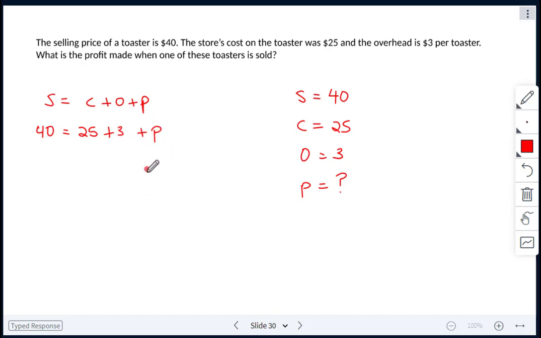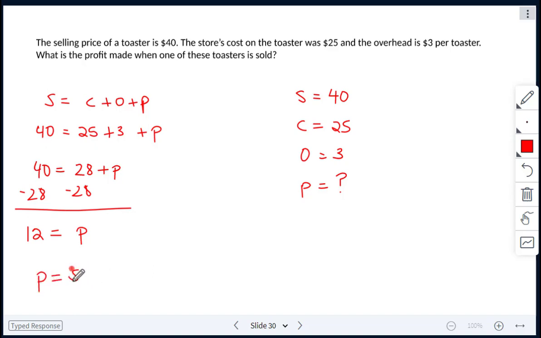All right, so we're just solving for P, but what we can do is we can add these two together, 25 plus 3, which gives me 28. All right, and now we're just subtracting that on both sides to calculate for P. And we get $12. All right, so the profit is equal to $12. So we would just end this with our sentence. The profit made when one of these toasters is sold is $12.